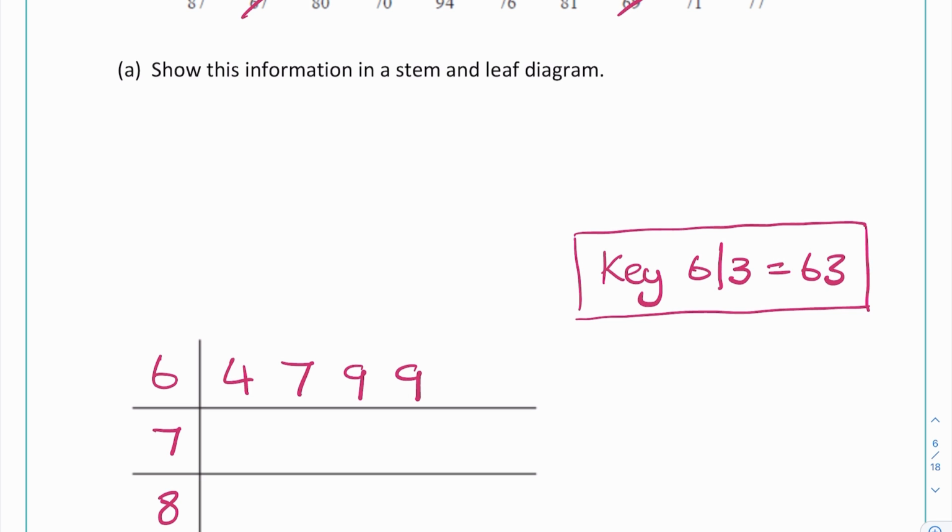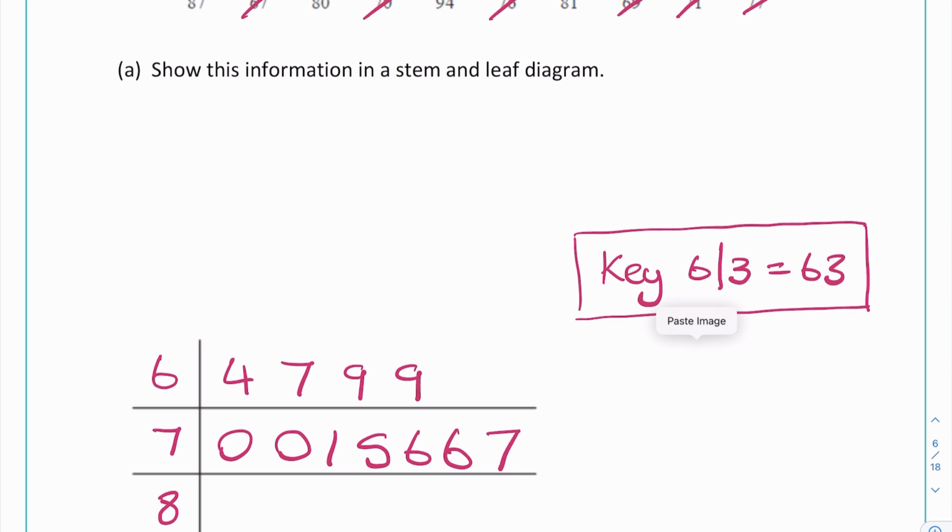Moving on to the 70s, we've got 2 that are exactly 70, so cross those off, and we've got 0, 0. We have 71. We've got 75. Looks like there are 2 76s, and there's a 77. And I can't see any more 70s.